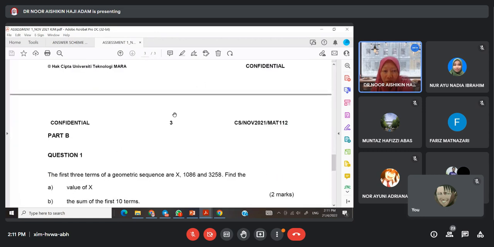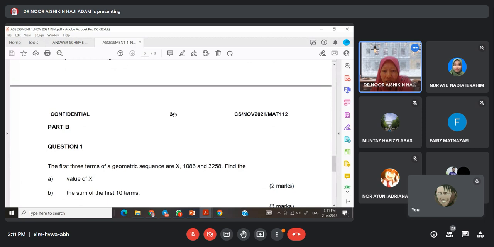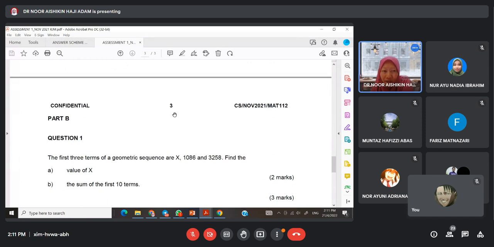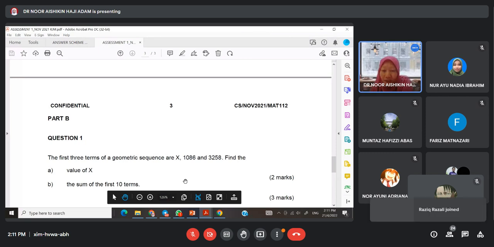Number 3. Sorry, bukan number 3. Part B pula. Part A tu quiz, part B ni test. Alright. This is on geometric sequence. You're given the first 3 terms. You want to find the value of x and the sum of the first 10 terms. Okay. Kita tahu ini geometric sequence. So what is x?